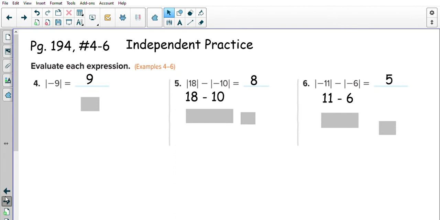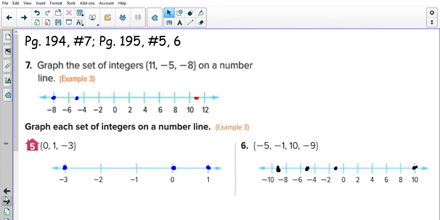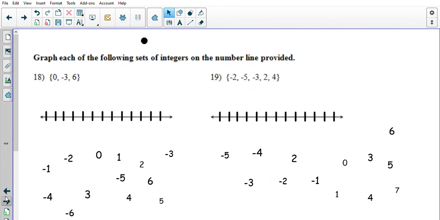All right, let's move on to our next topic. So let me find this in our guided notes. Numbers 18 and 19. The directions say graph each of the following sets of integers on the number line provided. Now you don't have these little tick marks on there. I created these ahead of time so that I wouldn't add a lot of extra time to the video.